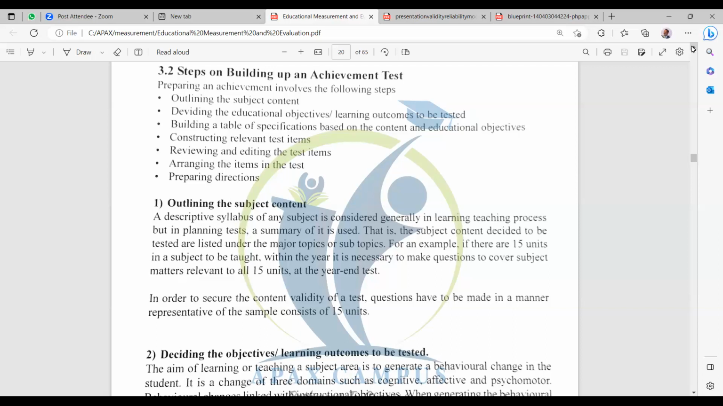The first thing is outlining the subject content. A descriptive syllabus of any subject is considered generally in learning teaching process, but in planning tests, a summary of it is used. That is, the subject content decided to be tested are listed under the major topics or subtopics. For an example, if there are 15 units in a subject to be taught within the year, it is necessary to make questions to cover subject matters relevant to all 15 units at the year-end test.